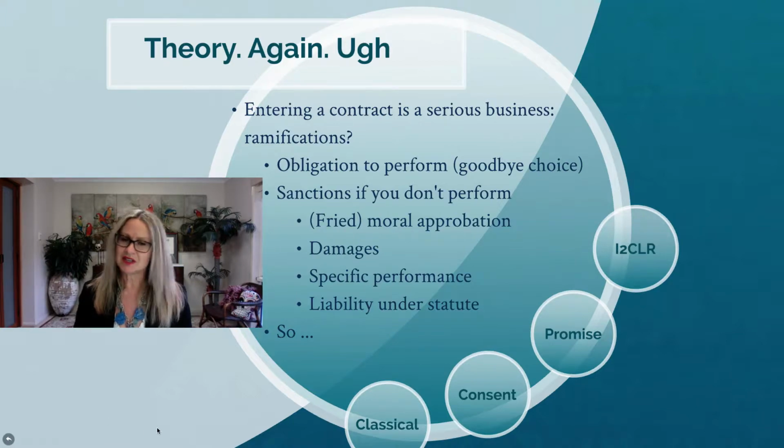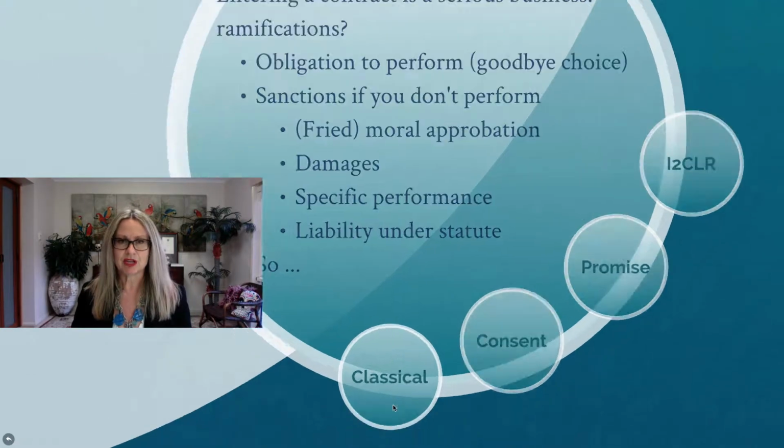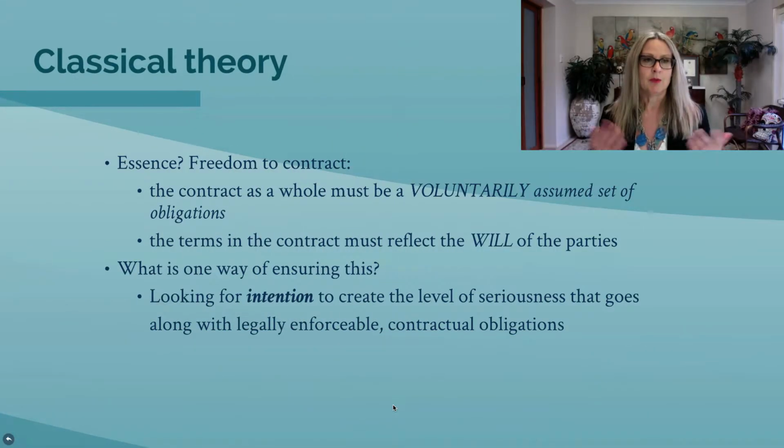So just touching base very quickly with each of the theories that we had a look at. What's the essence of classical contract theory? Hopefully by now it's popping into your head already. Freedom to contract. Good old Mel Gibson, yes. Freedom to contract. Contract as a whole must be a voluntarily assumed set of obligations, and the terms in the contract have to reflect the will of the parties.